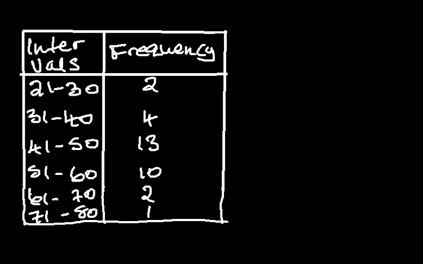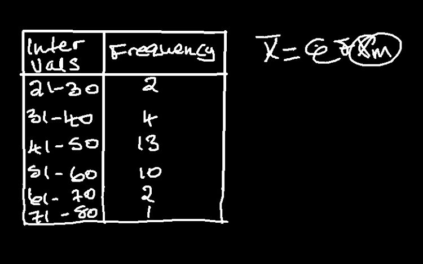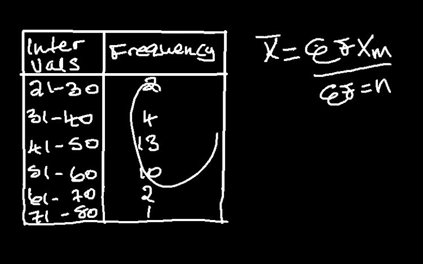So the formula for the average of grouped data is x bar equals the summation of the frequency of a particular group times the midpoint, which is given as x subscript m, divided by the summation of frequency, or simply n, where n is the sum of the frequencies.